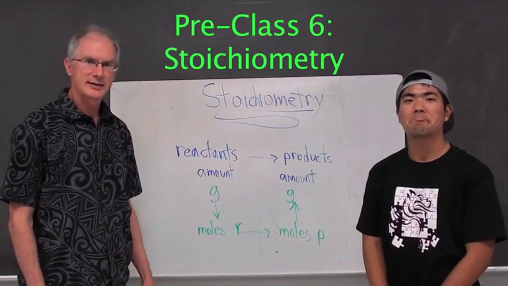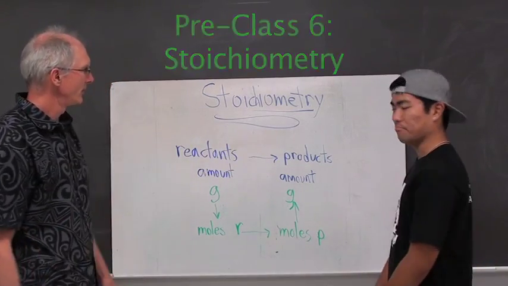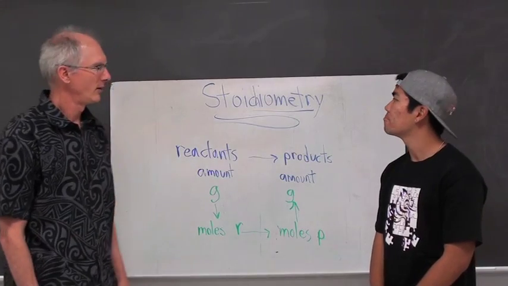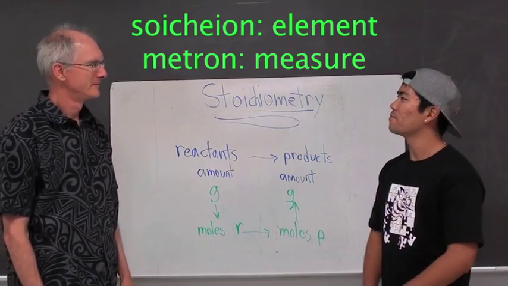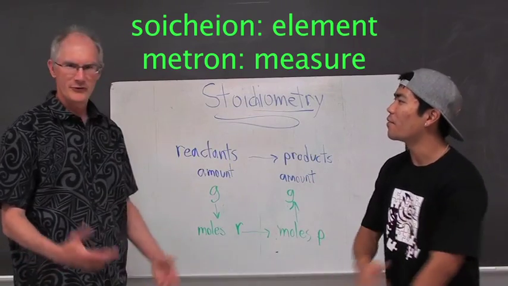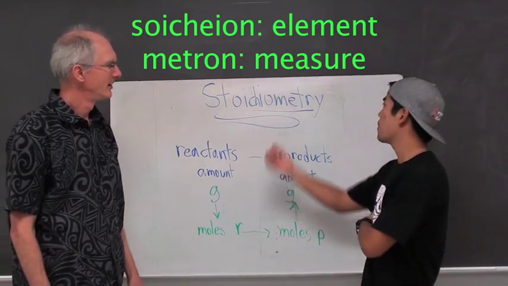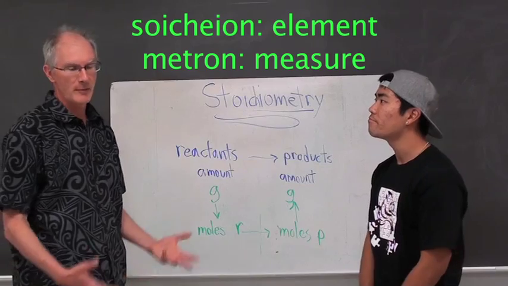Welcome to the pre-class video on stoichiometry. Stoichiometry is from the Greek for what? Stoichia, or something like that, which means elements, and metra, which means measure. So it's about measuring elements.